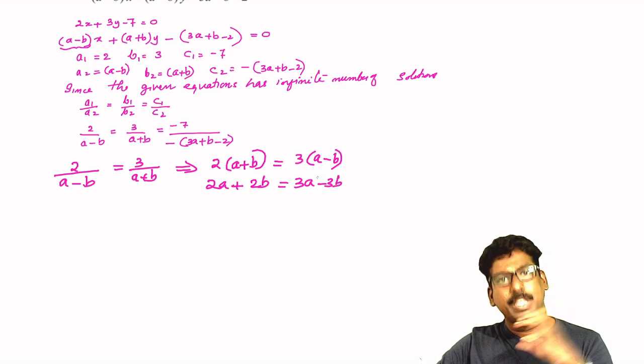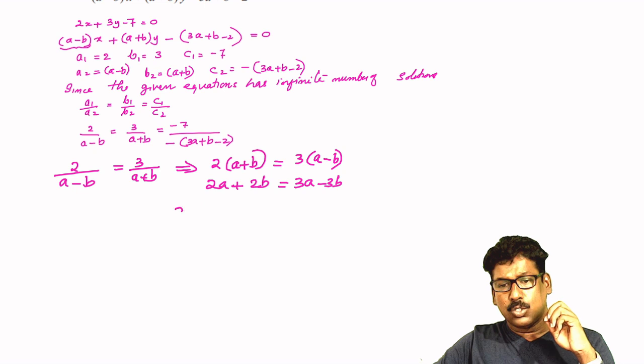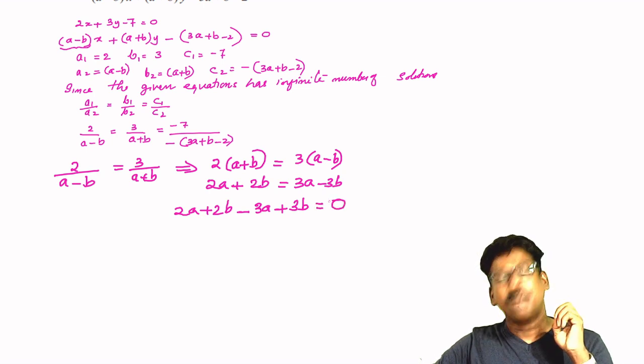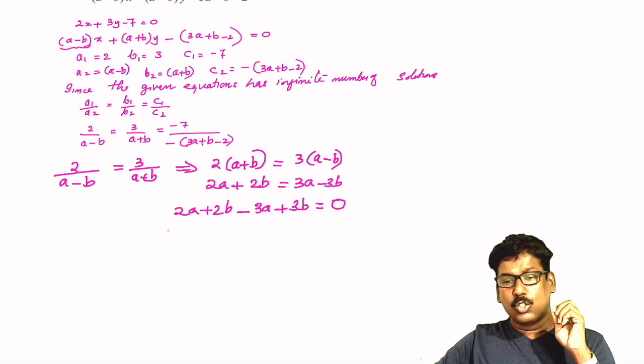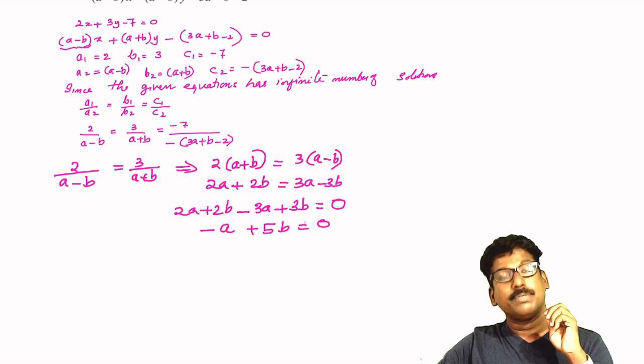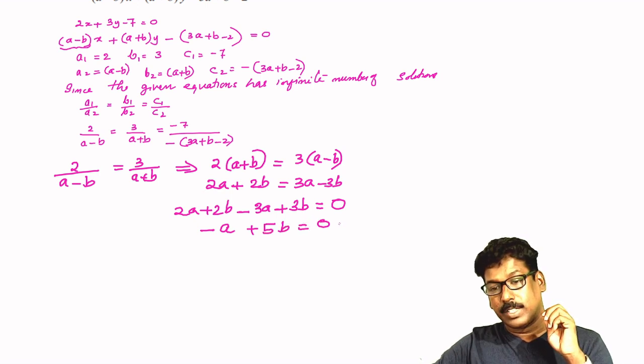Now take the variables to one side, that is 2a plus 2b minus 3a plus 3b. While transposing, 3a minus 3b plus 3b, then this side will become 0. Now 2a minus 3a is negative a, and 2b plus 3b is 5b, so negative a plus 5b is equal to 0. This one you can take as equation 1.